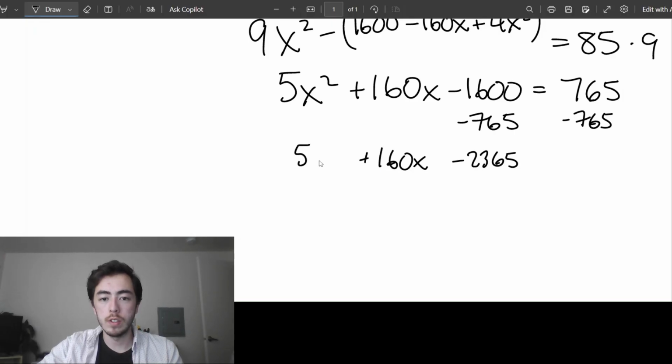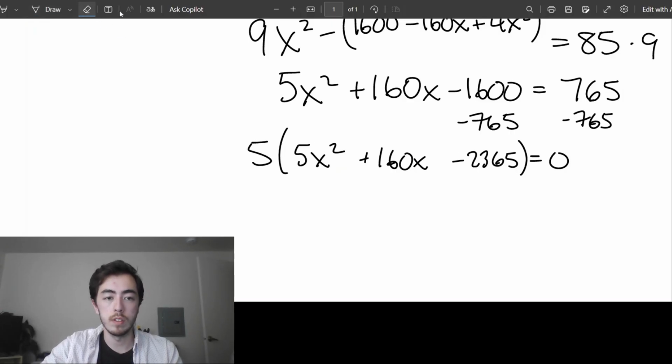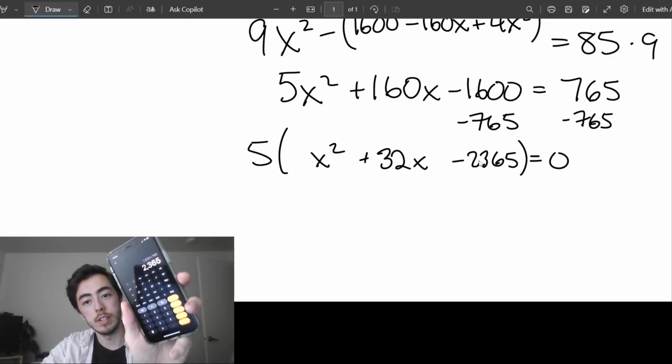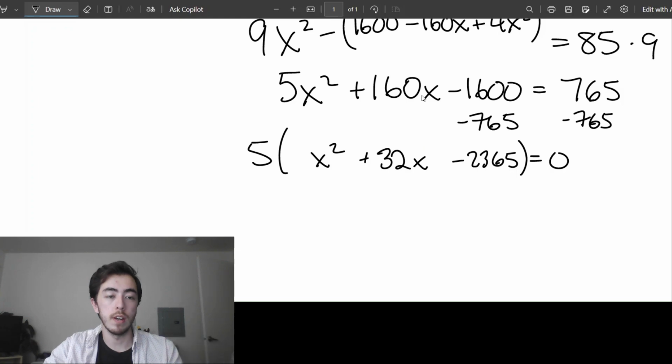And then let's try finding a greatest common factor. I think we could factor out a 5 from all of these terms. So this 5 goes away. The 160 turns into a 32. And then I can't do this divide by 5 in my head, but fortunately I still have the number on my calculator. Divide by 5 gives me 473.